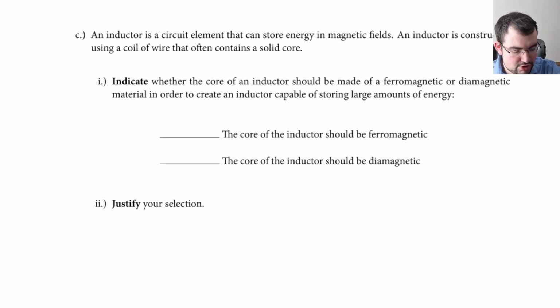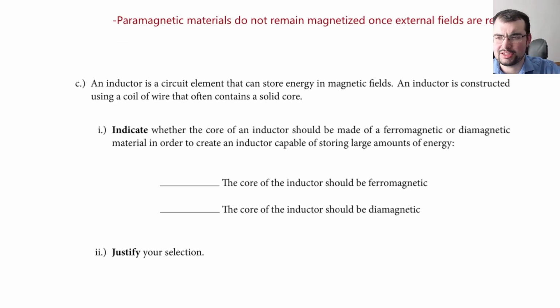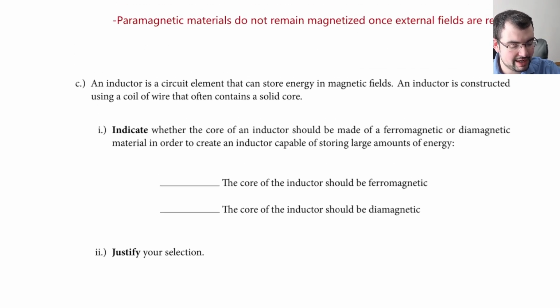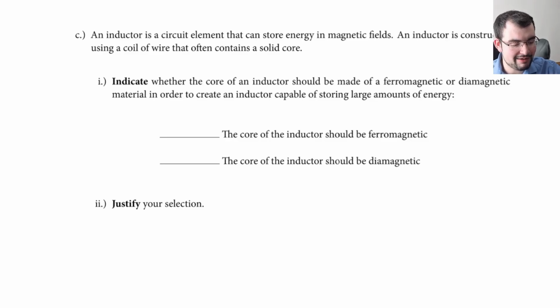And then for a little extension to fill the page here, an inductor is a circuit element that can store energy in magnetic fields. An inductor is constructed using a coil of wire that contains a solid core. So this is going to be like a slinky. Imagine a slinky with a core inside. So if we're trying to make these inductors that are really, really good at storing energy in magnetic fields, would we want a ferromagnet or a diamagnet inside?